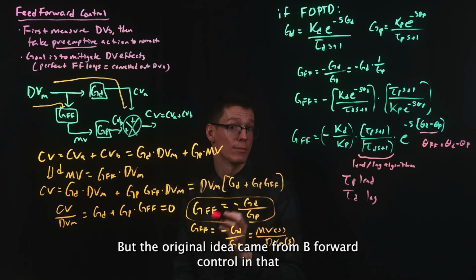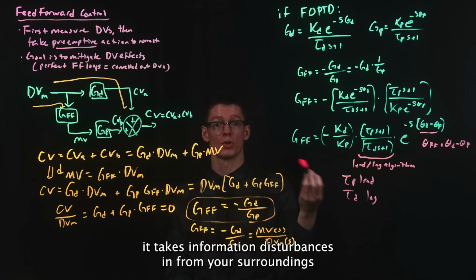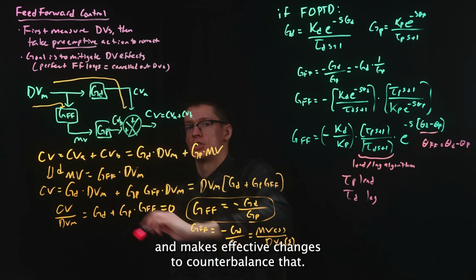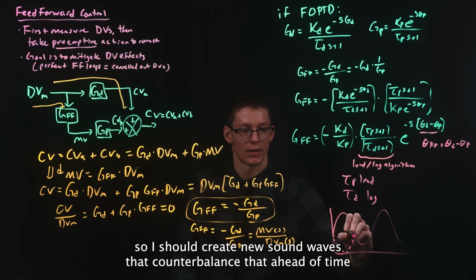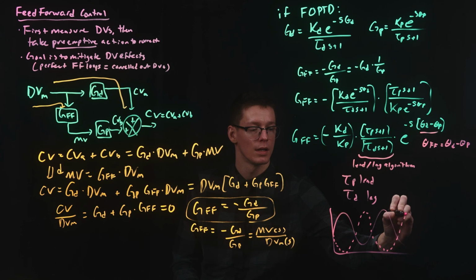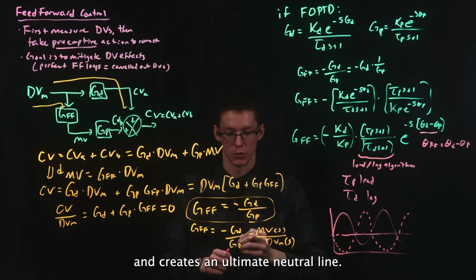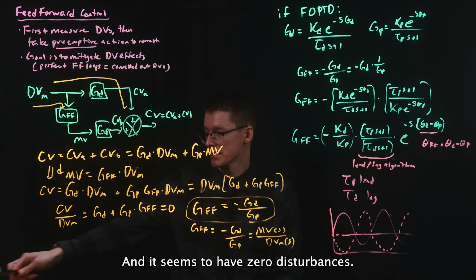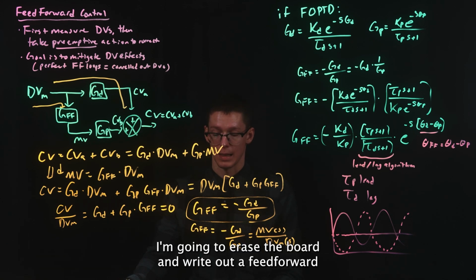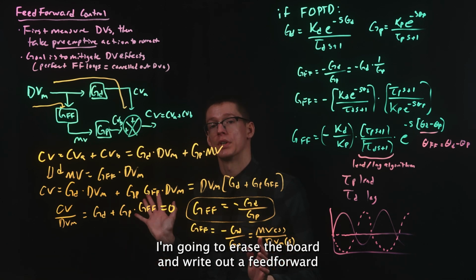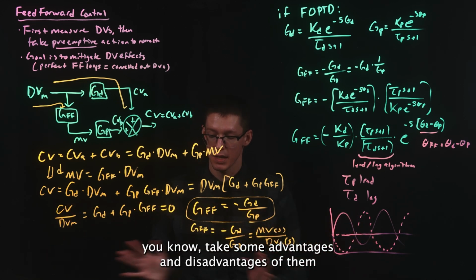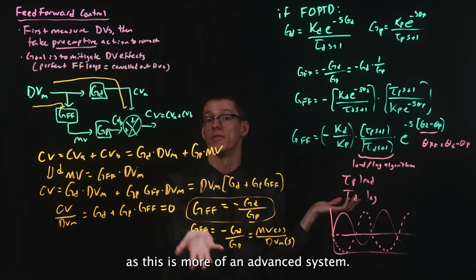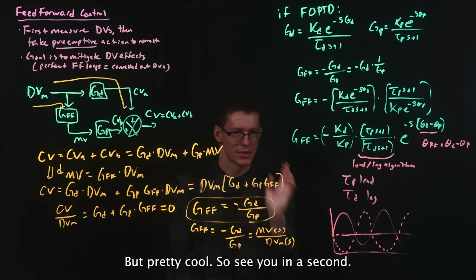But the original idea came from feed forward control in that it takes information, disturbances in from your surroundings, and makes effective changes to counterbalance that. And it says, okay, well, my sound waves look like this, so I should create new sound waves that counterbalance that ahead of time and create an ultimate neutral line and essentially have zero disturbances. So pretty cool. I'm going to erase the board and write out a feed forward diagram that combines feedback control, and we're going to take some advantages and disadvantages of them, as this is more of an advanced system, but it's pretty cool. So see you in a second.